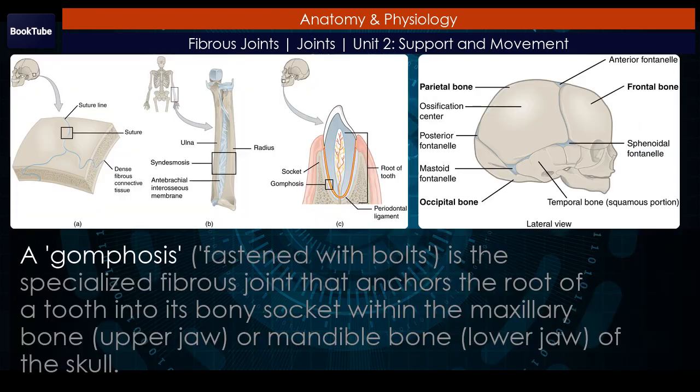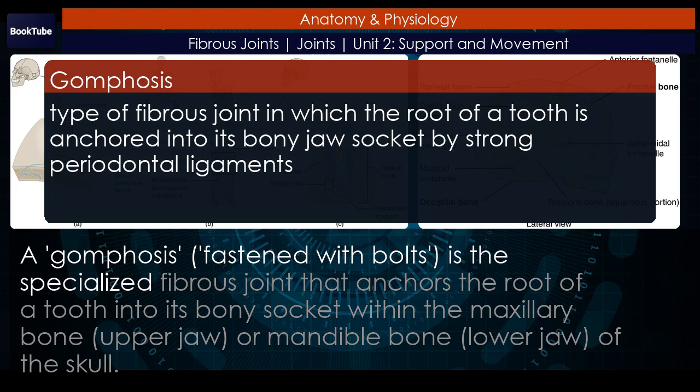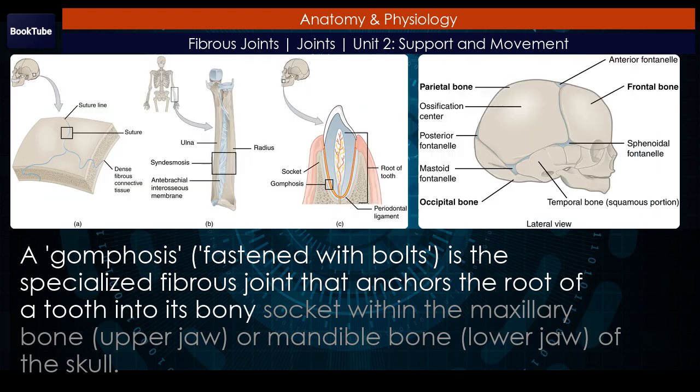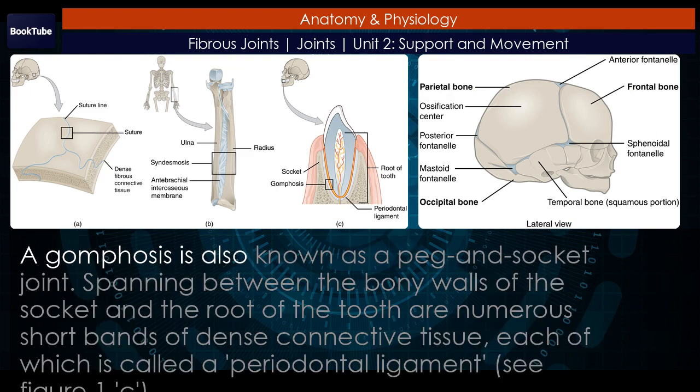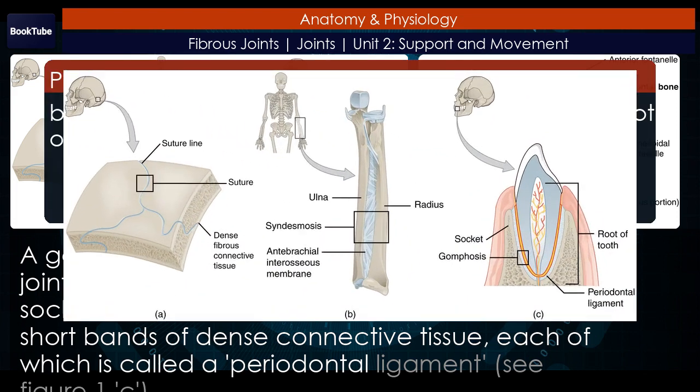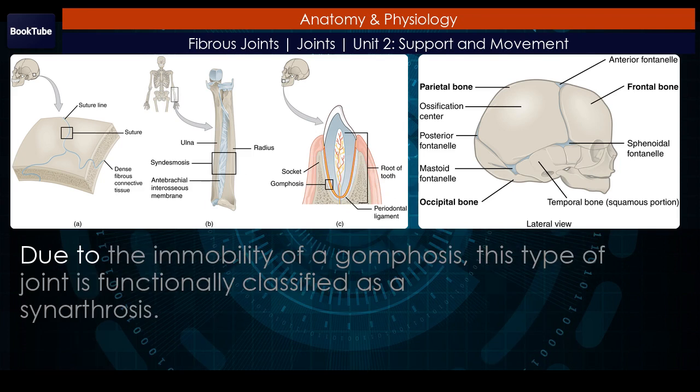Gomphosis. A gomphosis, fastened with bolts, is the specialized fibrous joint that anchors the root of a tooth into its bony socket within the maxillary bone, upper jaw, or mandible bone, lower jaw, of the skull. A gomphosis is also known as a peg and socket joint. Spanning between the bony walls of the socket and the root of the tooth are numerous short bands of dense connective tissue, each of which is called a periodontal ligament. See Figure 1c. Due to the immobility of a gomphosis, this type of joint is functionally classified as a synarthrosis.